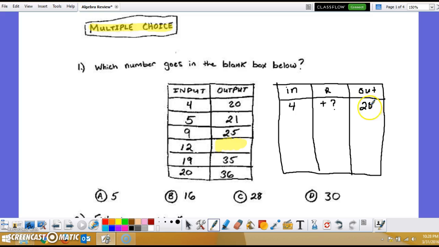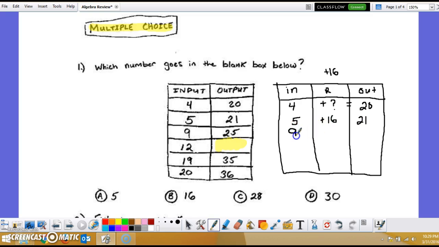I take what I know, the 20 and the 4, and I create an open number sentence. 20, because it's an addition problem, needs to be subtracted by 4. 20 minus 4 would be 16. So it's potentially plus 16 as a rule. What you can then do is try it out with the very next one and see if it works. If I take 5 and I add 16, what do I get? 17, 18, 19, 20, 21. Is the output 21? Absolutely it is.